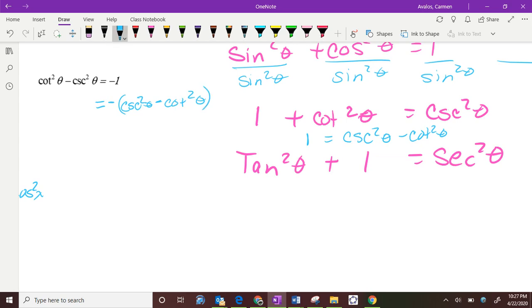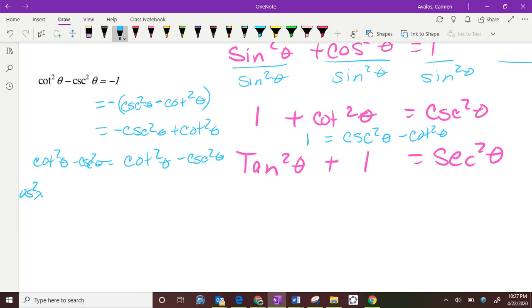And so there we go. I distribute the negative there, and it's going to be negative cosecant squared of theta plus cotangent squared of theta. And then that is equal to the cotangent squared of theta minus the cosecant squared of theta, which is what this side is like. And so then I prove it. Left side is equal to right side.